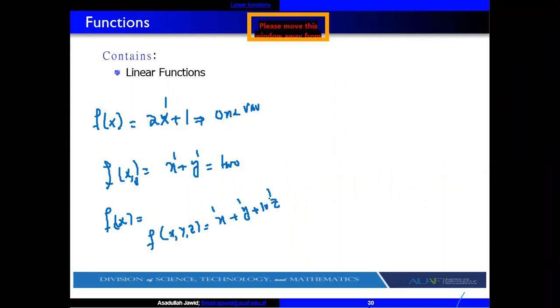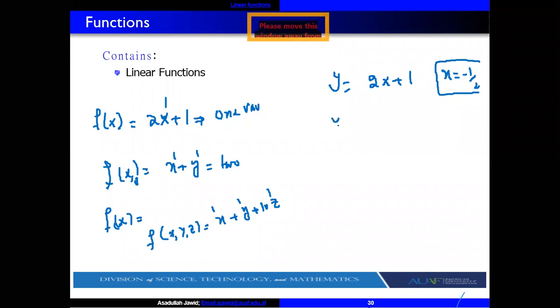Only one zero is possible for a linear function because the degree is 1. When a function's degree is 1, only one zero, only one root, is possible. For example, we have y is equal to 2x plus 1. There is only one zero. x is equal to what? x is equal to minus 1 over 2.